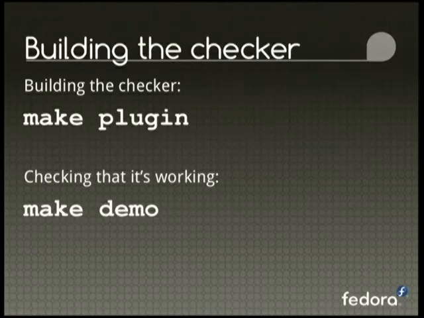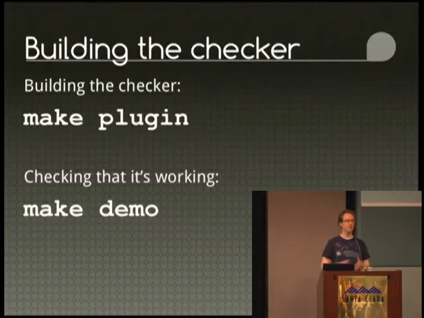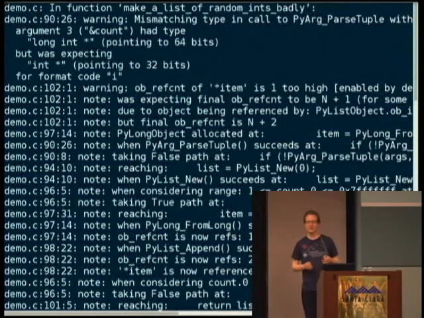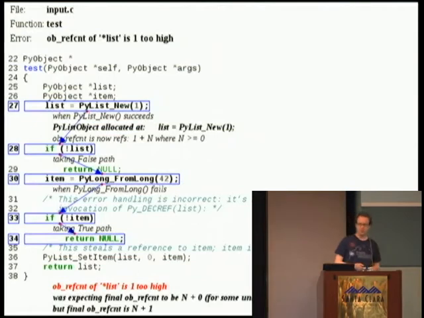So I normally do make plugin, which builds the plugin, and I had to go and write the world's worst Python extension module, some C code that uses the CPython API and compiles cleanly on a regular C compiler. If you do make demo, then it'll use the freshly built cpychecker to run it, and it will emit this wall of errors. So it's demo.c, line 90, we have a 32-bit versus 64-bit type mismatch in a PyArg_ParseTuple call. Line 102, we have a memory leak, and so on and so forth. But it gets a bit much to read after a while. So again, there's the HTML view, which I mentioned earlier.